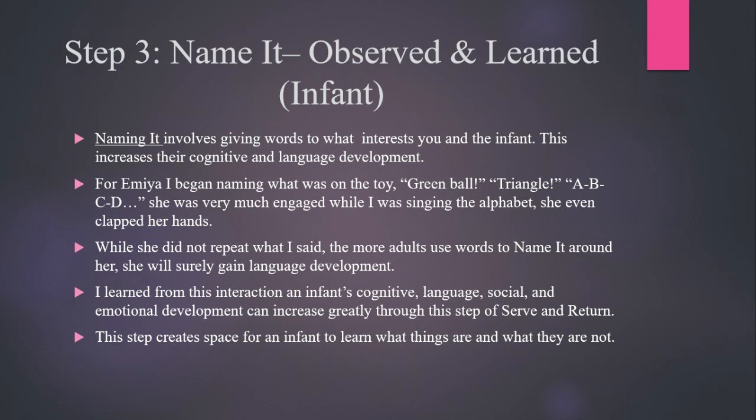And then triangle, and I tried to do three sides before she flipped over to the pages, right? And so I started saying the alphabet on one page and counting numbers. She once again was super engaged with it, and when I got to the end of the alphabet, she started clapping her hands. So that let me know that she recognized the song, even though she didn't sing it with me, right? And so naming it is extremely important.